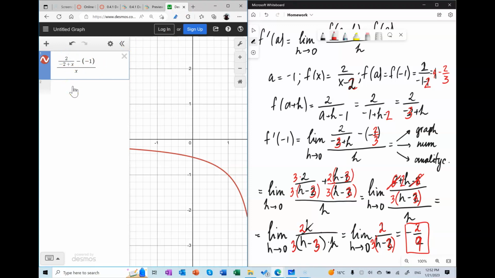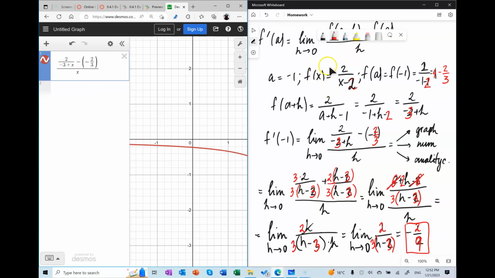Now again, we can check again, because we weren't working with the right function here. So we're going to plug in negative 3 here, we're going to do negative 2/3 here, and we're going to divide it by h, and the limit at 0, of course, the function itself is undefined, but you see the limit is negative 2/9.